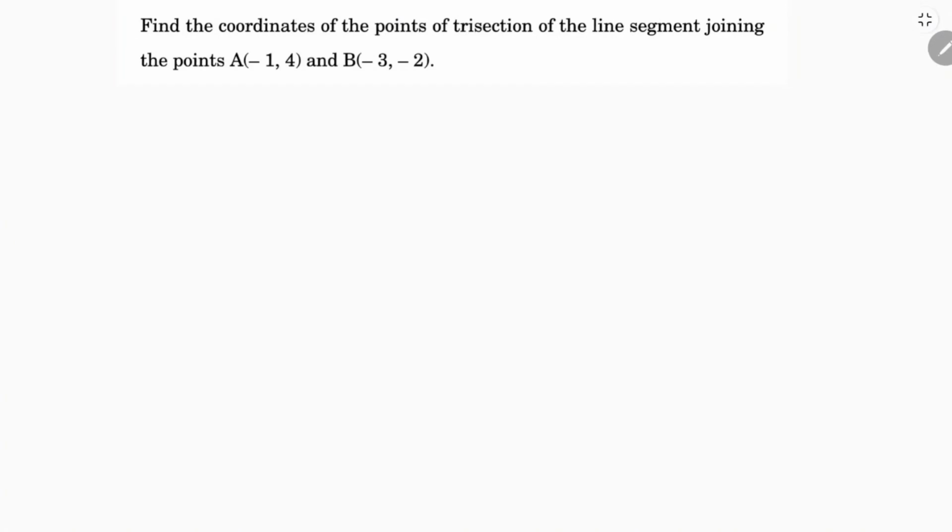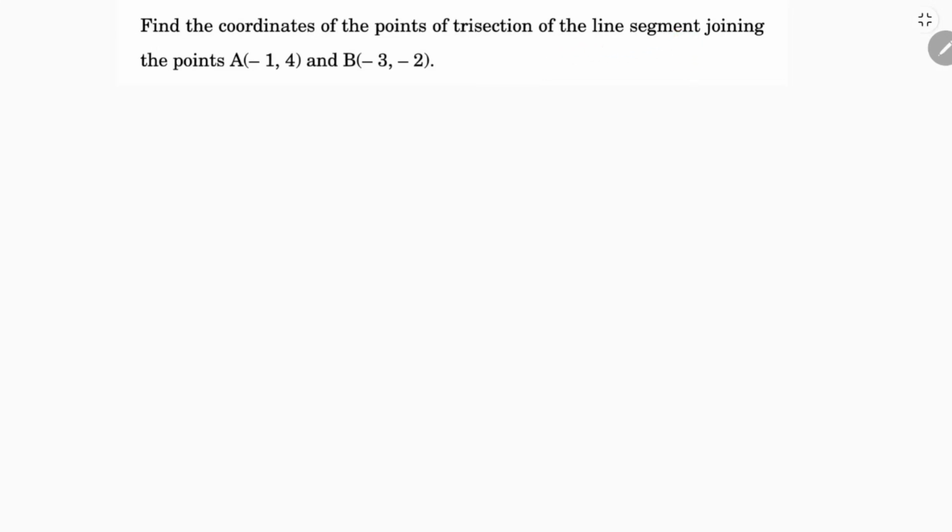Find the coordinates of the points of trisection of the line segment joining the points A(-1, 4) and B(-3, -2). See, this problem in this video I'll explain with two methods. One, I'll use the section formula. The other one I'll use the class 9 new syllabus. In the new syllabus we don't have the section formula, so I'll solve for the points of trisection with the help of the midpoint.